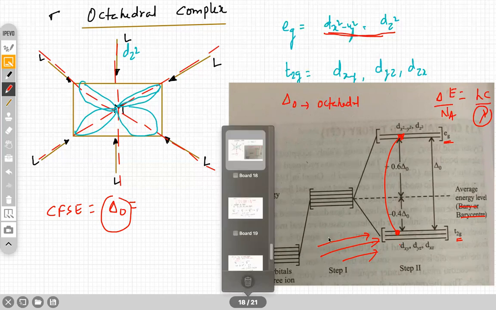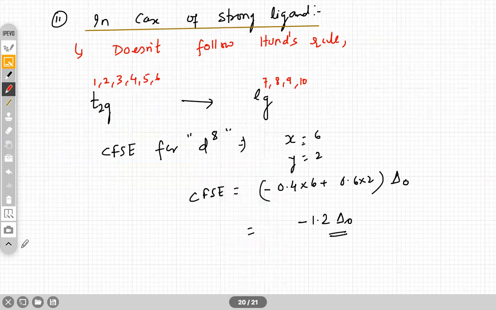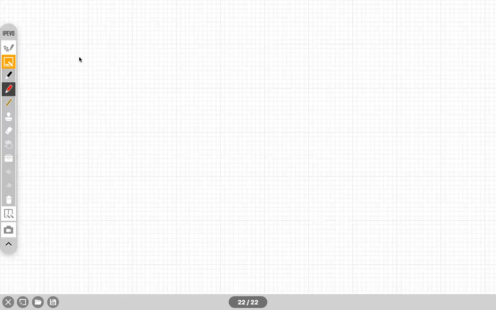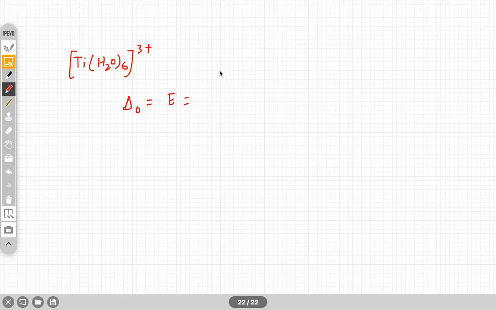Just a second. Suppose I have a complex. This you will understand. For this complex, usually this kind of example is not given in most of the books, but I have taken one example for this: [Ti(H2O)6]3+. This is the complex we have. For this, if you find out delta O, that would be equal to the energy E per mole calculation. So this would be equal to Na times hc by lambda.